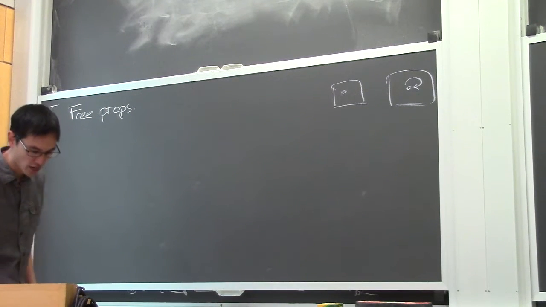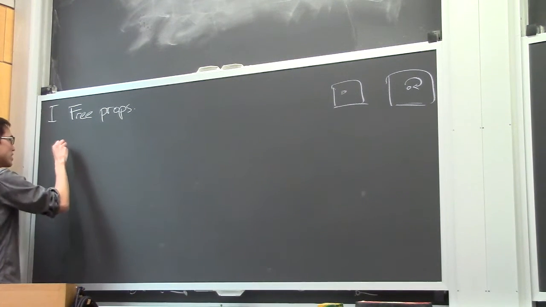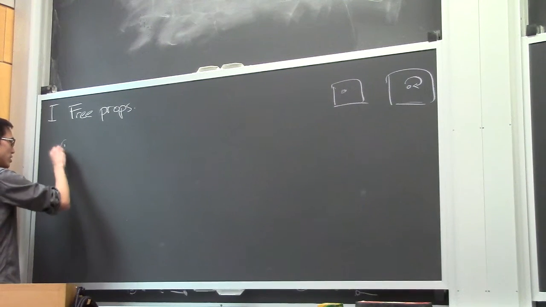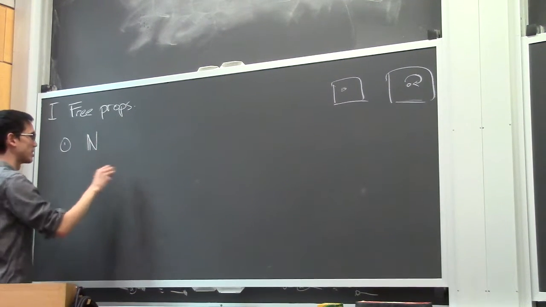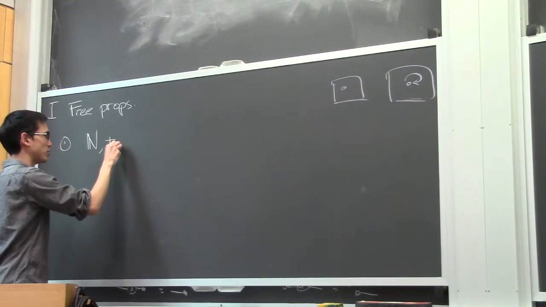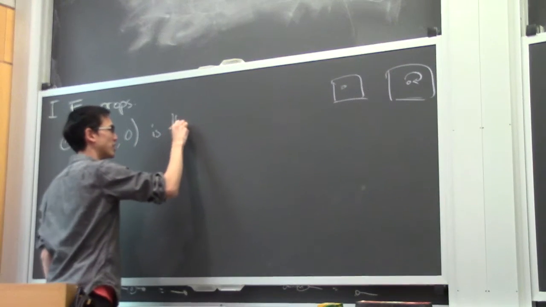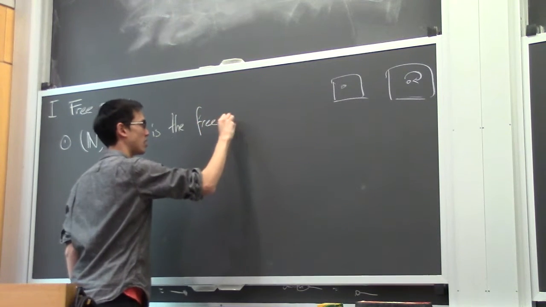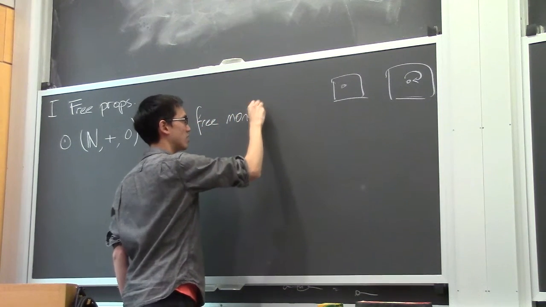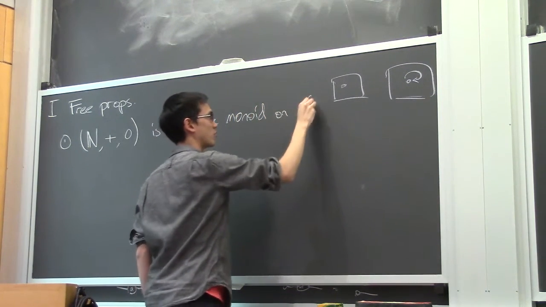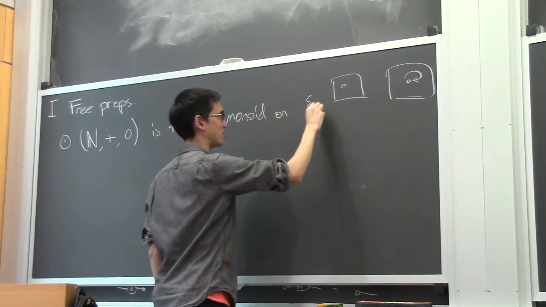So the first fact I want to tell you is that the natural numbers as a monoid, so with plus and 0, is the free monoid on a set, on a set with one element. So I'm just going to call that element 1.